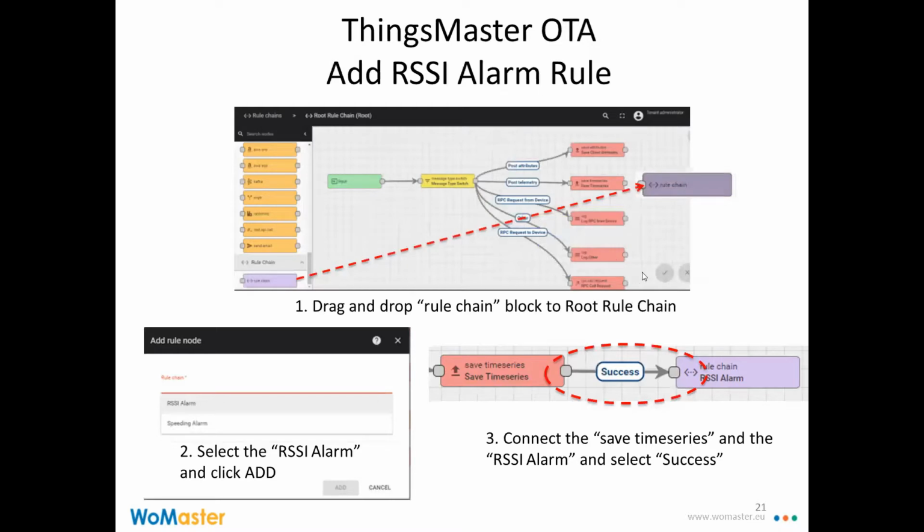And also this is an example of how to add the RSSI alarm rules. It's very convenient to drag and drop a rule chain above to the root rule chain, and then select RSSI alarm and click add, and then we'll add the RSSI alarm rules.